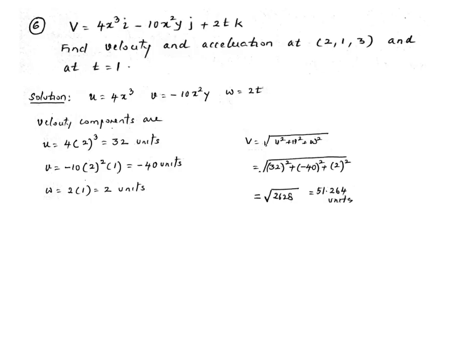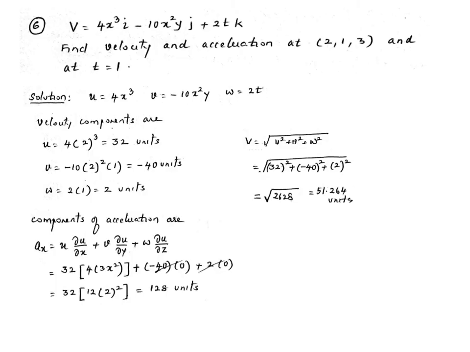Similarly, the acceleration components can always be determined. These components of acceleration I had already discussed in the previous problem. So now you can do that. The acceleration ax is u dou u by dou x plus v dou u by dou y plus w dou u by dou z. Take u and differentiate. u you already know, that is 32 units. Dou u by dou x: u is 4x cube, so it will be 4 into 3x square. There is no y term, so dou u by dou y is 0. There is no z term, so it is 0. Therefore, substituting the value of x, you will get 128 units, which can be meter per second square.